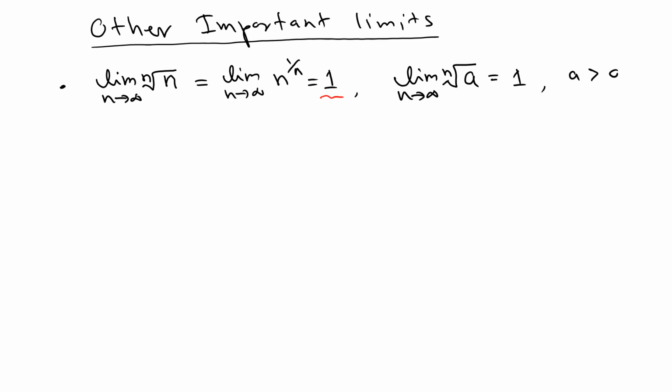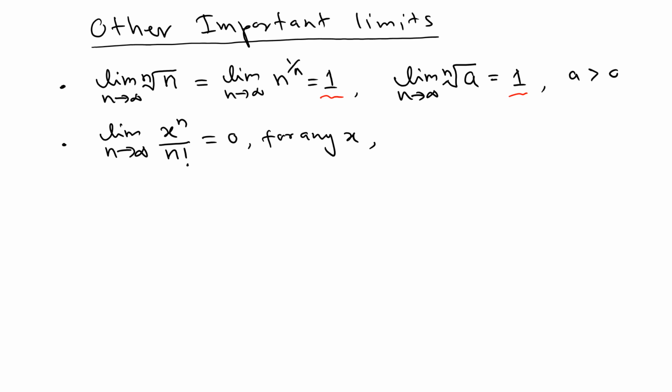Both are 1. And then there's another one which says that the limit as n goes to infinity of x to the n over factorial n. Those are special sequences. We can look at the nth term, and it is 0 for any x. This is very useful. This is also used in series.